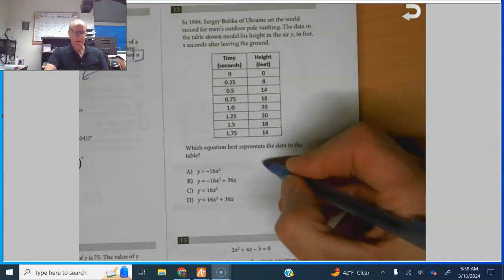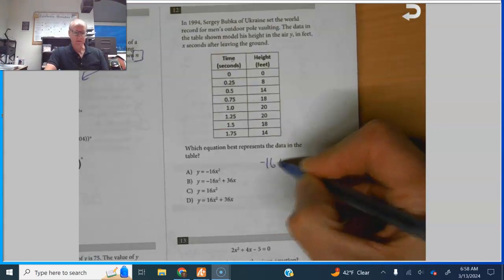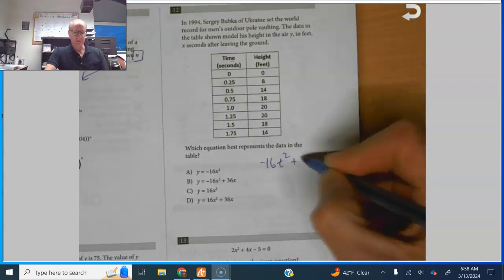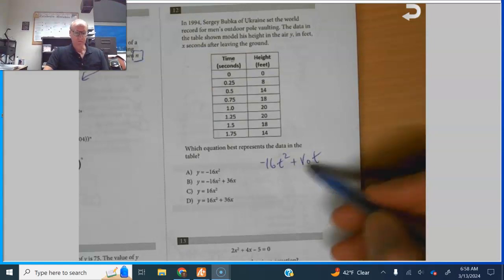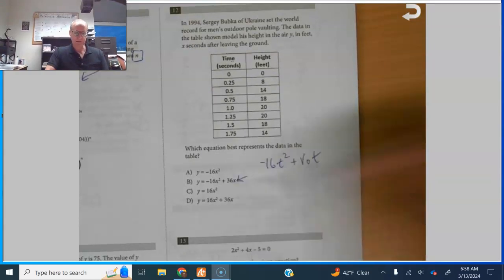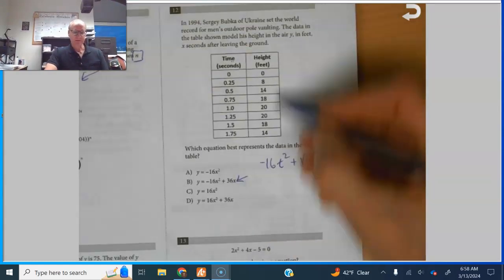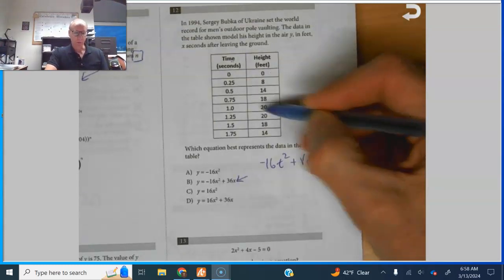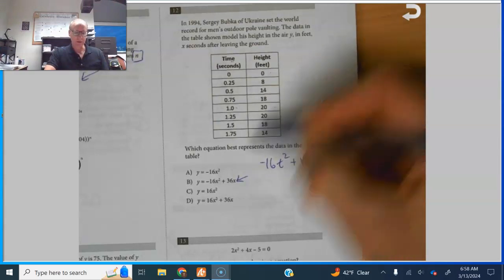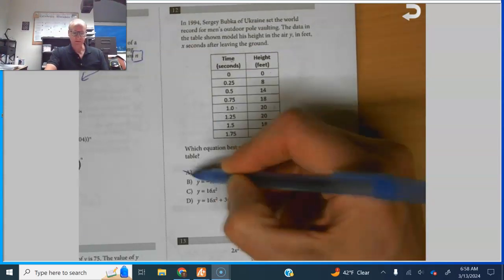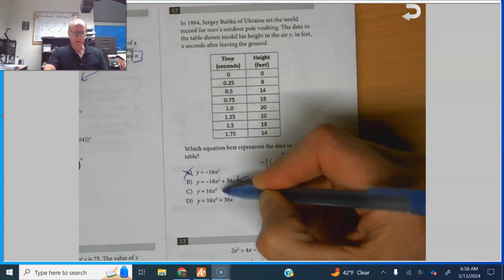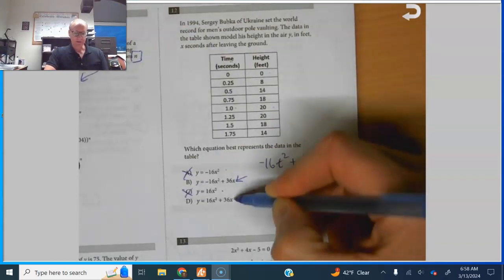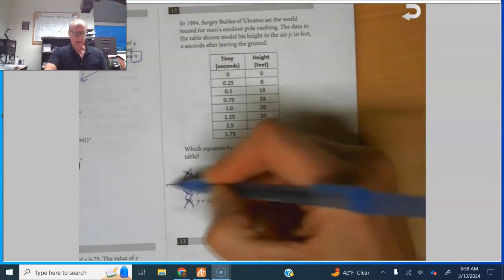Let's see, we're talking about negative 16 t squared plus v0t. Which one of them looks like that? It certainly looks like this one. Let's see if 0, 0 works in all of them. Yep. What about 120? After 1 second, we've got 20. Definitely out. 1 second, we got 20. Nope. 1 second, we've got 20. Nope. It's got to be B.